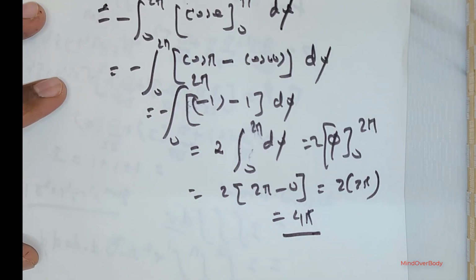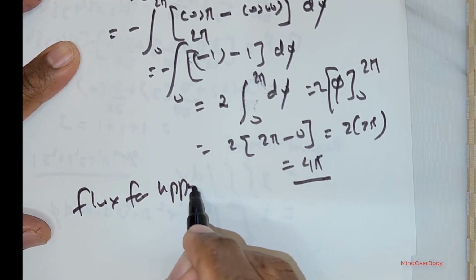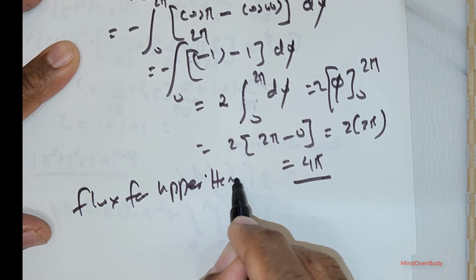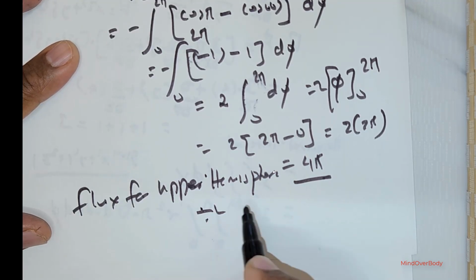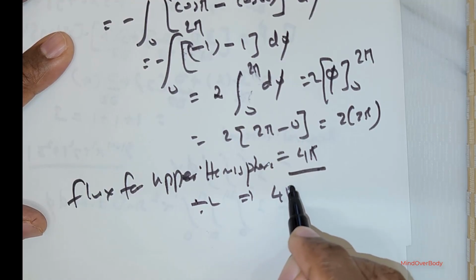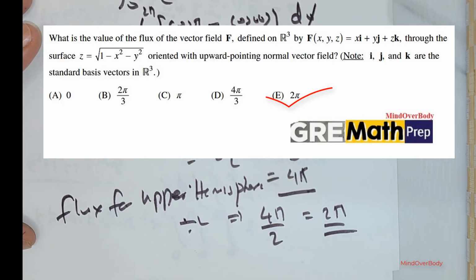Okay, but we need the flux for the upper hemisphere. So we divide by 2. This is nothing but 4 pi over 2, which is 2 pi.